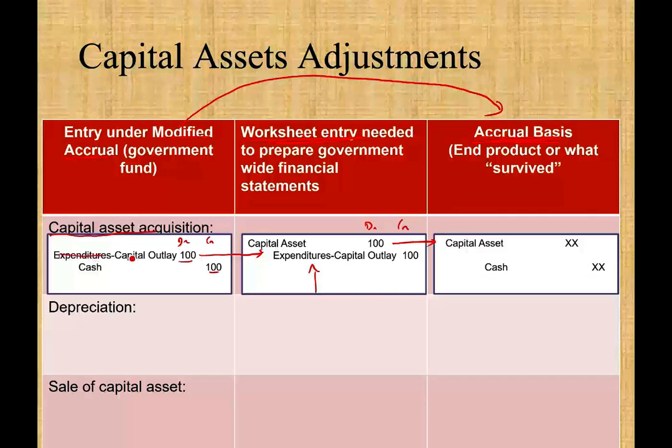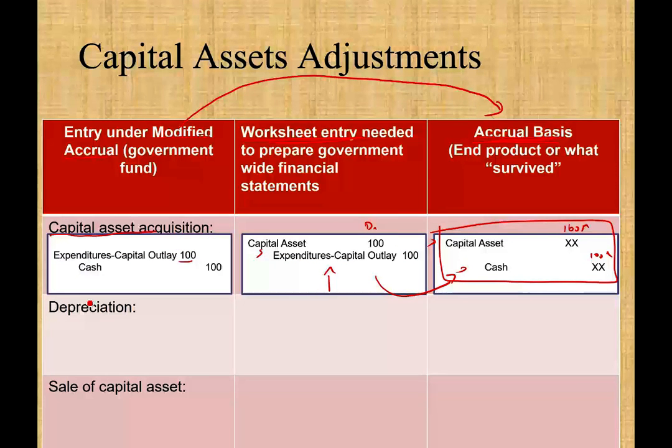Basically, this capital expenditure we debited, then we credited, and cash will survive because cash is a balance sheet account. Therefore, this is what would appear on the financial statement, which is 100 million and 100 million. This is what would appear under accrual basis on the government-wide financial statement. So we don't show the expenditure, we eliminate the expenditure. So this is the entry that we make when we buy an asset, to put the asset on the books on the government-wide financial statement.